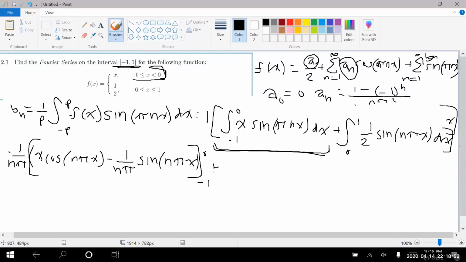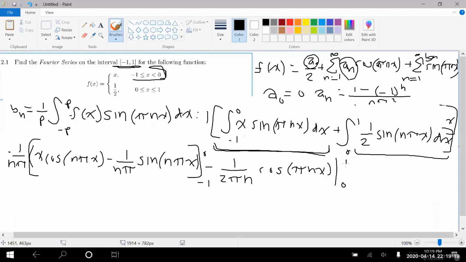And we can't forget about our second, less problematic part over here. That's actually going to be a negative, so we'll go ahead and write it that way. So minus 1 over pi n, and then our cosine n pi x, and this one is being evaluated from 0 to positive 1.